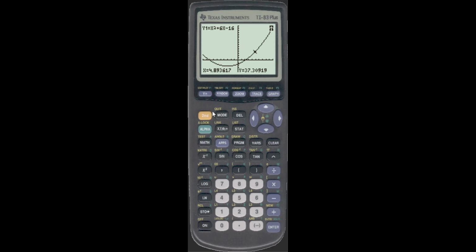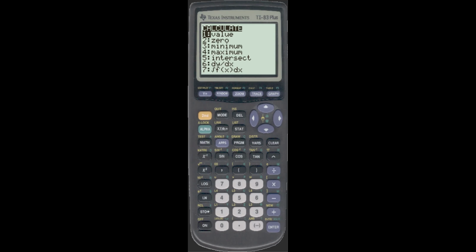The better way to do it is actually at second calc and then value. And then you can literally give it the x value. You can say, okay, what if x is -7? And see how it's perfectly -7, y equals -9. If you trace, you're not going to get it perfect. And that's the problem. So I like second calc value to do that. So that's part A. Any questions on part A?